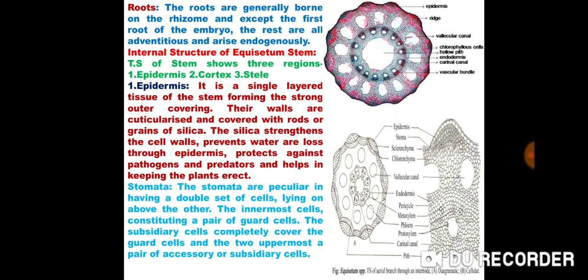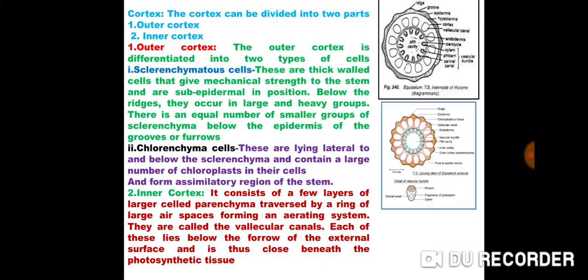The silica strengthens the cell wall, prevents water loss through epidermis, protects against pathogens and predators, and helps in keeping the plant erect. Then stomata. Stomata are peculiar in having a double set of cells lying one above the other. The innermost cells constitute a pair of guard cells, and the subsidiary cells completely cover the guard cells, and the two uppermost are a pair of accessory or subsidiary cells.